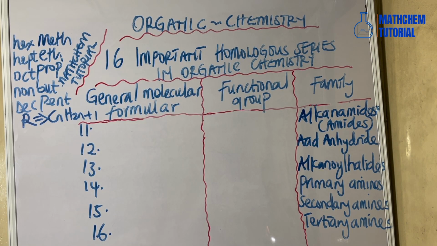In this video, we'll be looking into 16 important homologous series in organic chemistry. This is the part B video. I've made a video on part A, where I started from number 1 to number 10. This video is part B, which covers number 11 to 16. In our part A video, we talked about alkane, alkyne, haloalkanes, alkanol, and so on. In this part B video, we'll start with alkanamides, also known as amides.